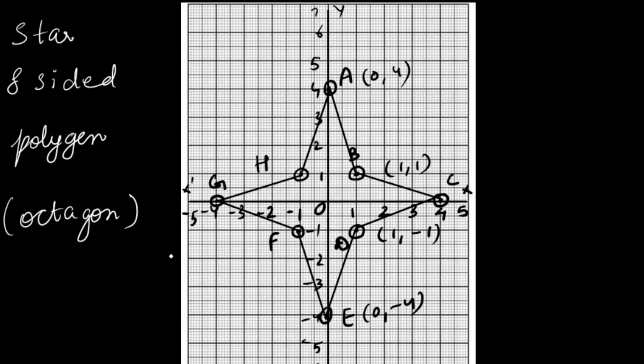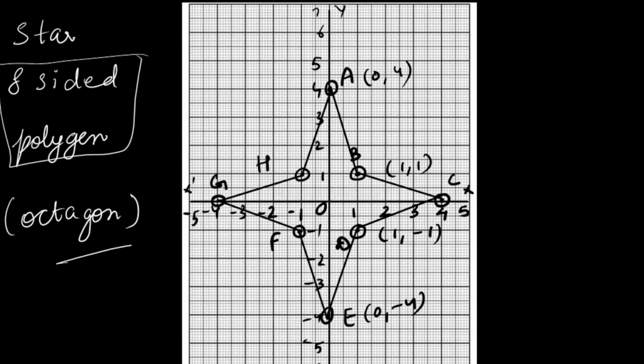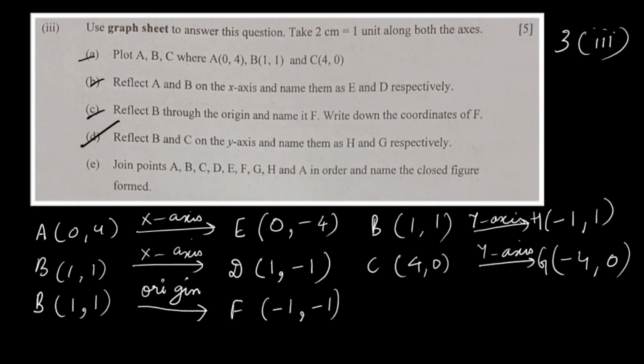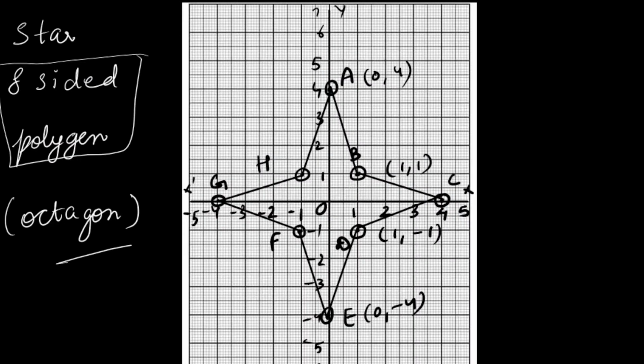Yes, octagon. So don't write just closed figure. For six-sided figure we say hexagon, seven is heptagon, eight is octagon. Or you can write eight-sided polygon or octagon. So this question is done. All the points we did. You can see this question is 5 marks. You can expect a question like this from reflection.